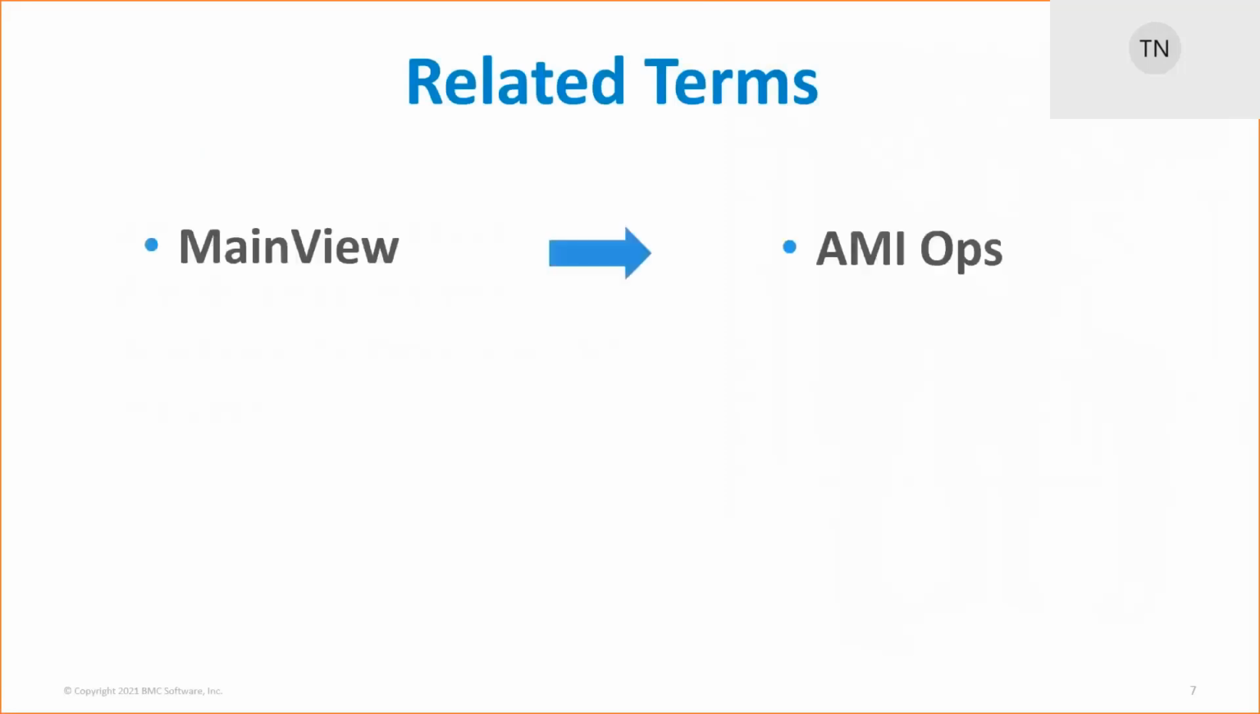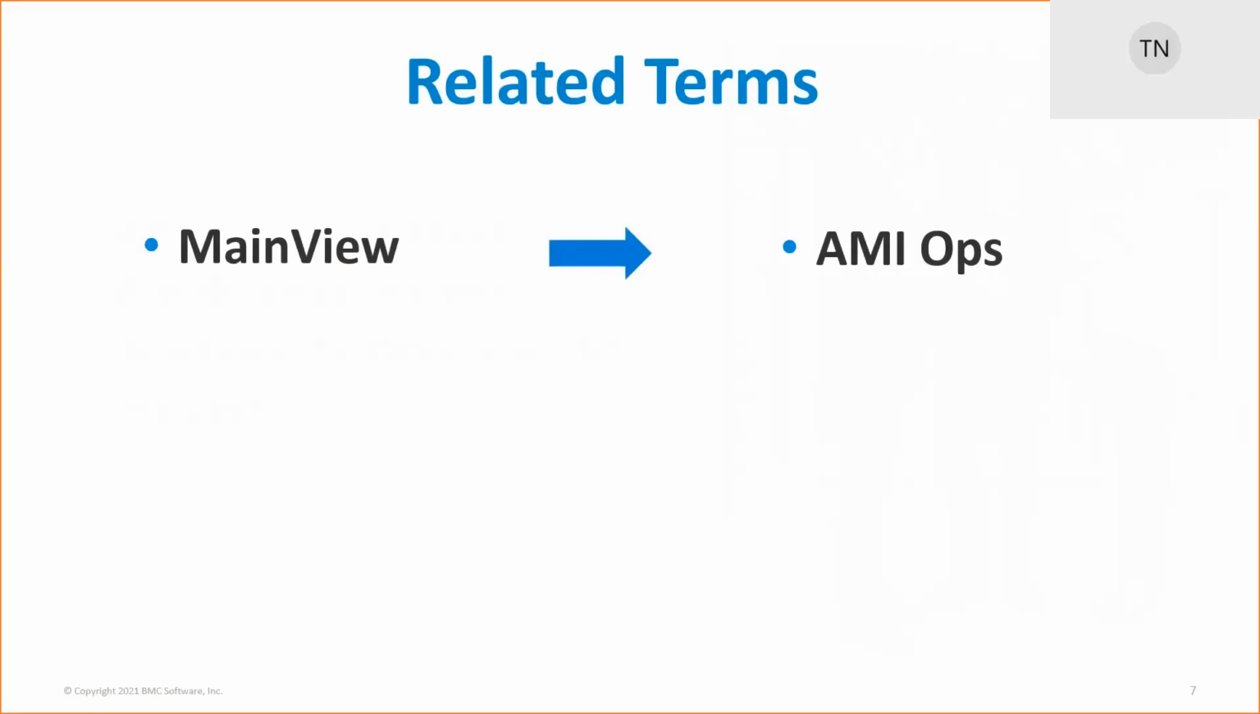Before we go further, though, let's clear up some terms. As many of you know, BMC rebranded its Z monitoring products from MainView to AMIOPS in early 2021. So MainView for DB2 became AMIOPS for DB2, for instance. And MainView for SRM is now AMIOPS for storage. Same products in essence, but with the additional benefit of AMIOPS. That is a new interface, more API, ever more AI and machine learning capabilities.